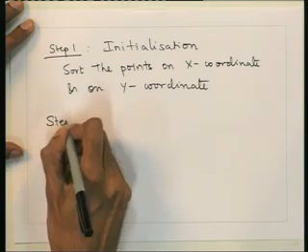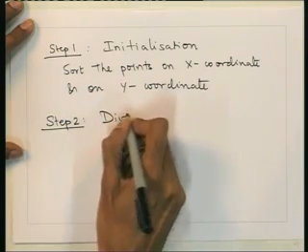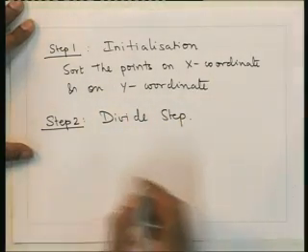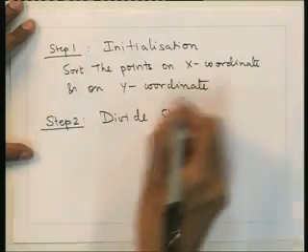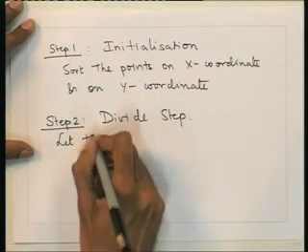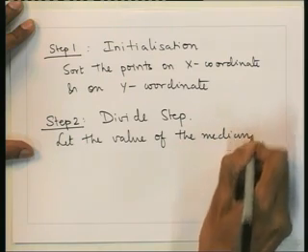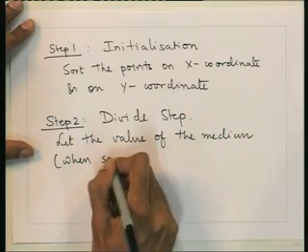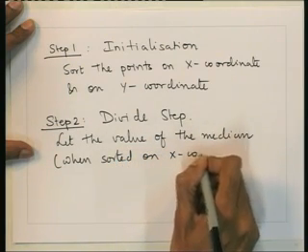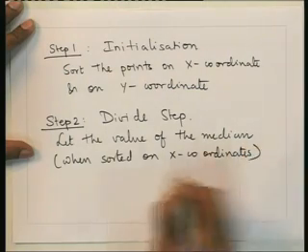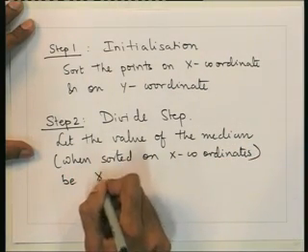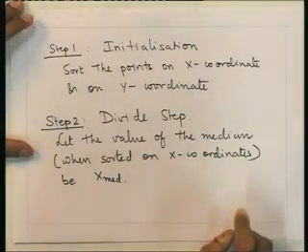Okay. So the next step is the divide step. So it's step 2. Okay. So here we first look at the median. Okay. So let the value of the median when sorted on x coordinates, let this be, let us say, x median. Okay. So now we split the input into two parts, points to the left of x median and points to the right of the x median, and then we would like to recurse on these two parts.